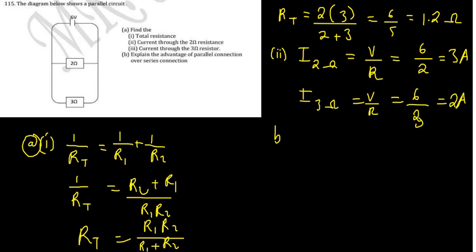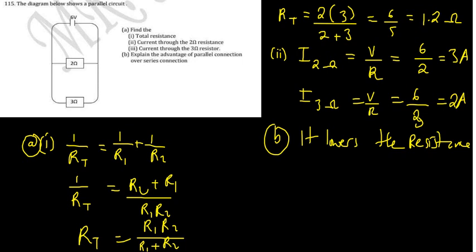Okay? And then for B, explain the advantage of parallel connection over series connection. The advantage of parallel connection over series connection is that it lowers the resistance, and when the resistance is lowered, more current is able to pass.